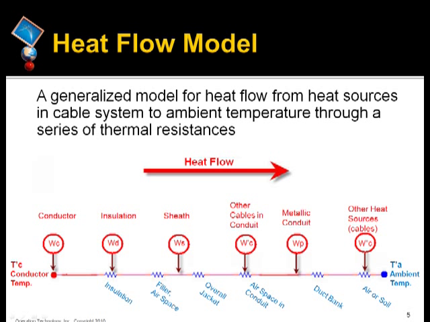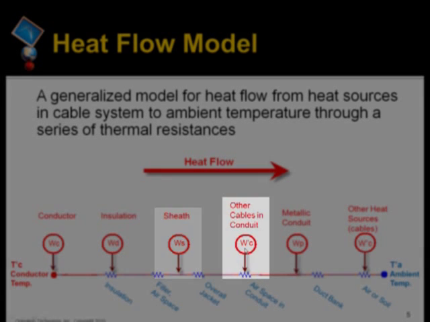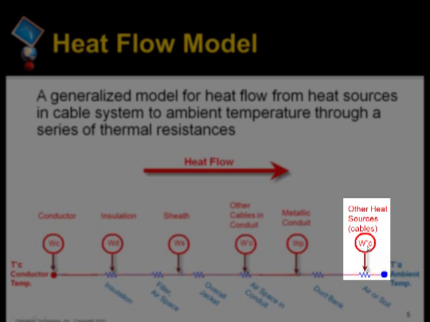This diagram represents a model for heat flow from heat sources in a cable system to ambient temperature through a series of thermal resistances. As an electrical current flows through a cable, it generates heat. The type of cable and how it is connected and installed determines how many components of heat are present. As you can see, the conductor, insulation, sheath, the other cables available in the conduit, the metallic conduit, and other heat sources like steam pipes generate the heat.